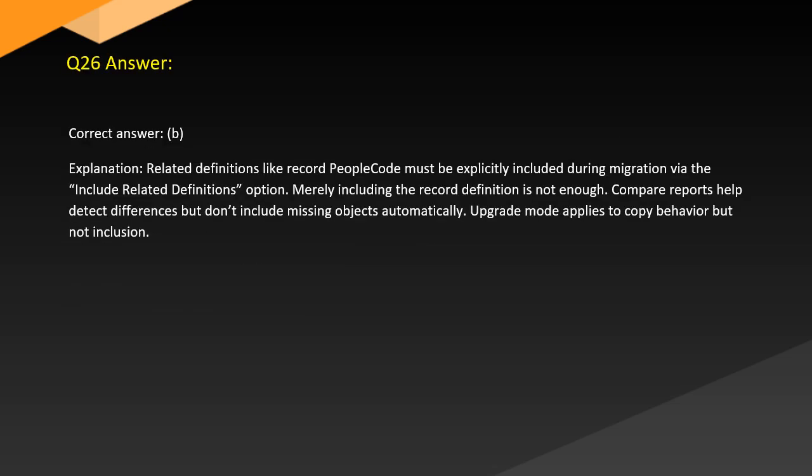Answer. Correct answer, B. Explanation. Related definitions like record PeopleCode must be explicitly included during migration via the include related definitions option. Merely including the record definition is not enough. Compare reports help detect differences, but don't include missing objects automatically. Upgrade mode applies to copy behavior, but not inclusion.